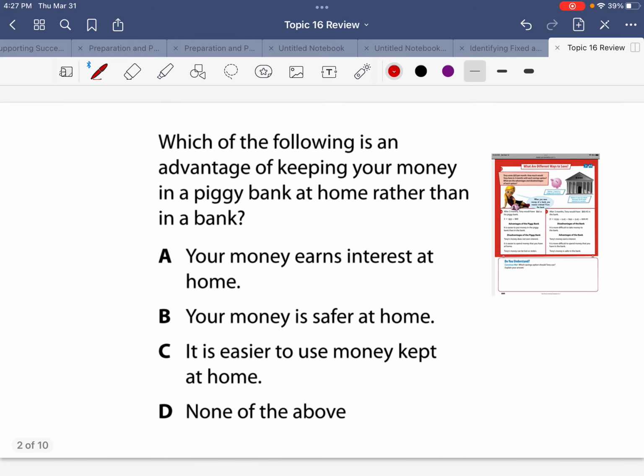Okay. Next problem says, which of the following is an advantage of keeping your money in a piggy bank at home rather than in a bank? Okay, so my keywords are advantage. Advantage just means what's the pro, what's good. What's good about keeping your piggy bank at home? So advantage, piggy bank, then a bank.